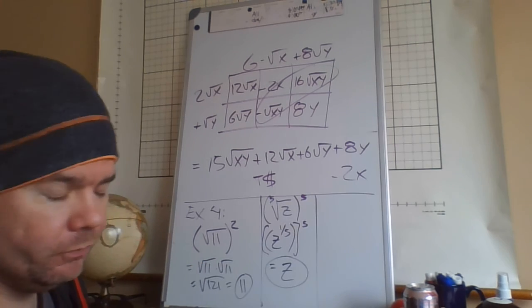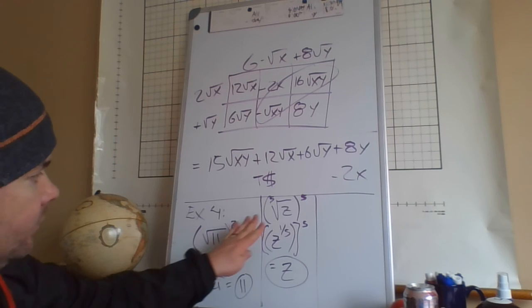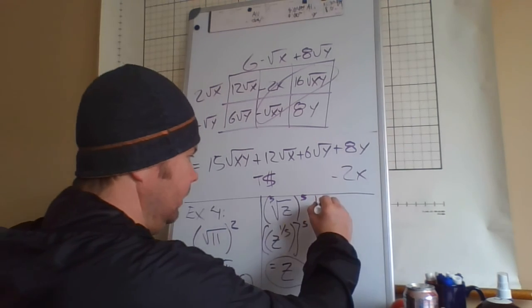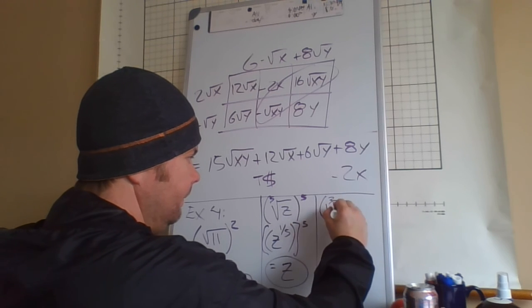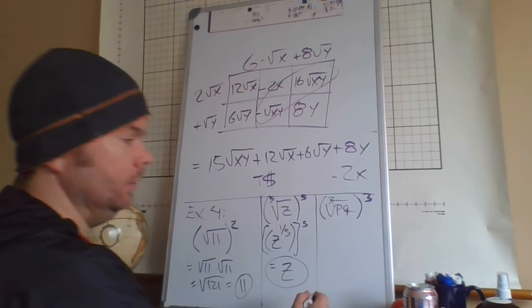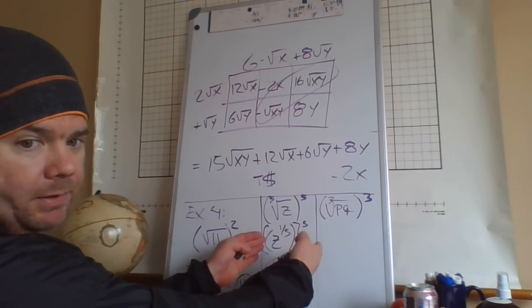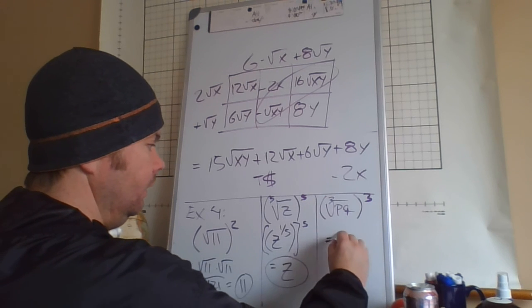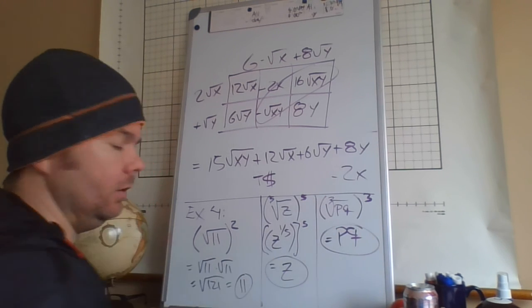Now the last one. We've done all the talk, like we've done this one, we've done this one. Maybe you'll believe me if I just say, if I've got the 3rd root of pq to the 3rd power, what happened here, what happened here? Cancel, cancel. 3rd root, 3rd power, you just get that radicand pq.